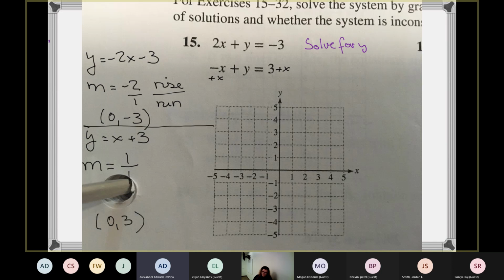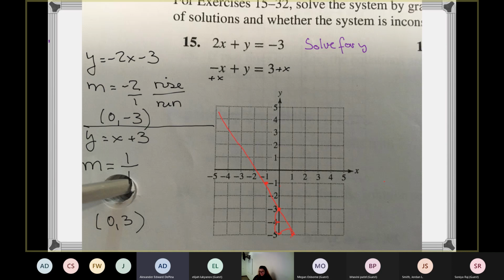Let's graph them individually. Change color. We have (0, -3). That's right here. And now we're going to go down 2 and over 1. We have a negative slope. Down 2 over 1, or we're going to go up 2 and over 1. We end up right here. Connect the dots.